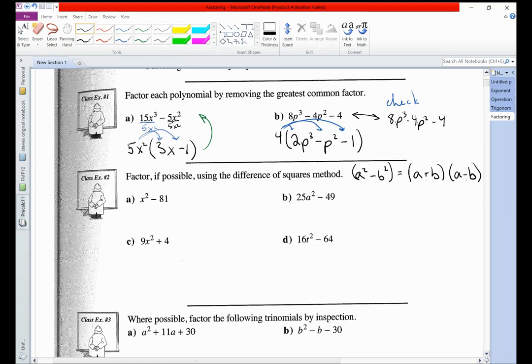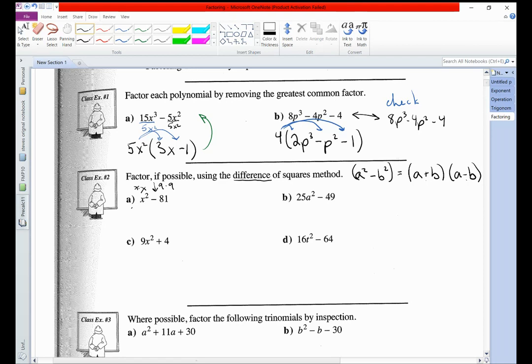So to check if this works, you want to look at both terms. So is x squared a perfect term? Yes, because x times x gets us x squared, and 81 is 9 times 9, so that's a perfect square. And it's a difference. Difference means subtraction. You can see there's a subtraction sign there.